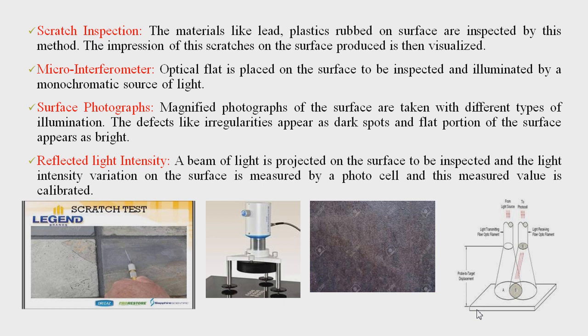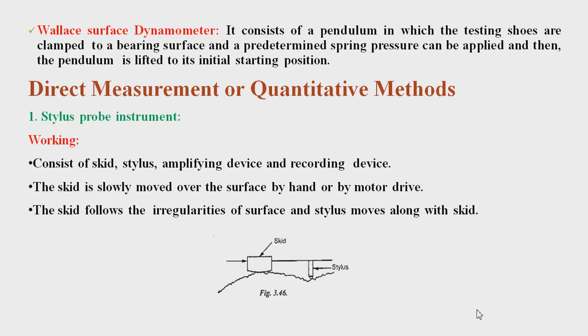The method of reflected light intensity: a beam of light is projected on the surface to inspect it, and the light intensity variation on the surface is measured by a photocell and the measured value is calibrated. Now, the surface dynamometer. In this method, a pendulum is used in which the testing shoes are clamped to a bearing surface and a predetermined spring pressure can be applied, and then the pendulum is lifted to its initial starting position.